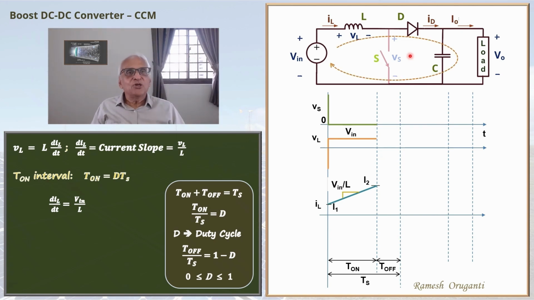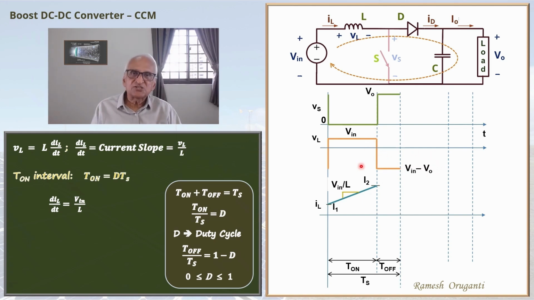During the interval T off, the input supply is connected to the load side via the inductor. The source and the inductor supply energy to the capacitor and the load. Since the diode is conducting, when the switch is off, the switch voltage will be V0. So this side of the inductor is connected to Vin. Because the diode is forward biased, this side of the inductor is connected to V0. So the inductor voltage will be Vin minus V0.